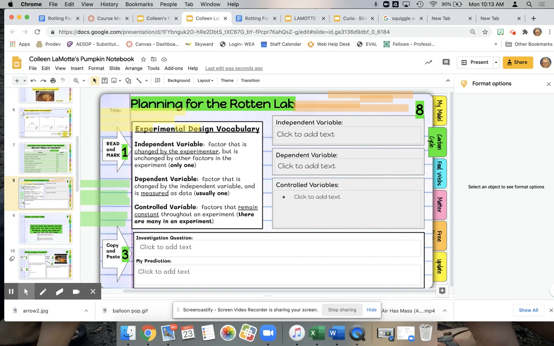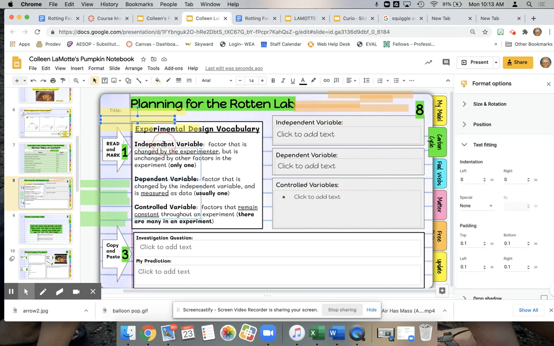And in fact, we have three vocabulary words. The first word is independent variable. The independent variable, we're going to color in yellow, is the factor that is changed by the experimenter, but it is unchanged by other factors in the experiment. There is only one independent variable.